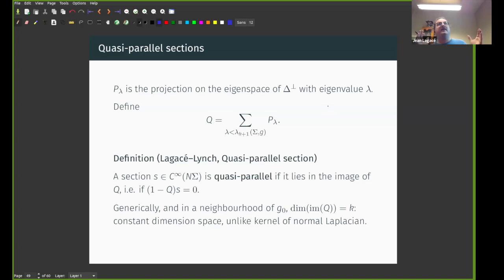In a way, this is saying that I want the largest dimension possible of a space that will provide me with a frame for my bundle. And I want to be as close as possible to being parallel, where parallel means being in the kernel of the Laplacian. And as close as possible in this sense means belonging to the eigenspaces of the first k eigenvalues.